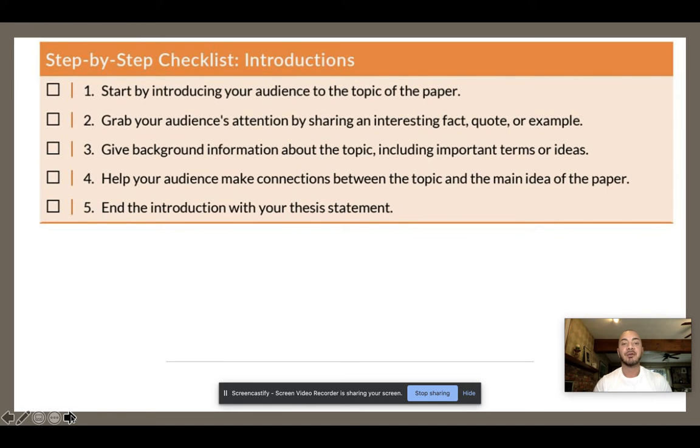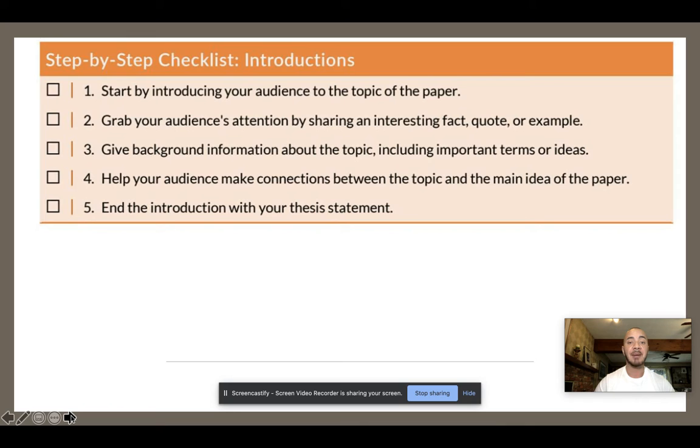When we think about writing introductions, we want to make sure that we include all of those parts, right? So we're going to start by introducing our audience to the topic of the paper. We're going to make sure that we grab their attention. There's a number of ways we can do that. We can begin with a fact. We can begin with a quote. We can begin with an interesting anecdote or short story. We can share an example. There are any number of ways to grab the reader's attention, but these are just some of the ones that we've talked about in this class so far.